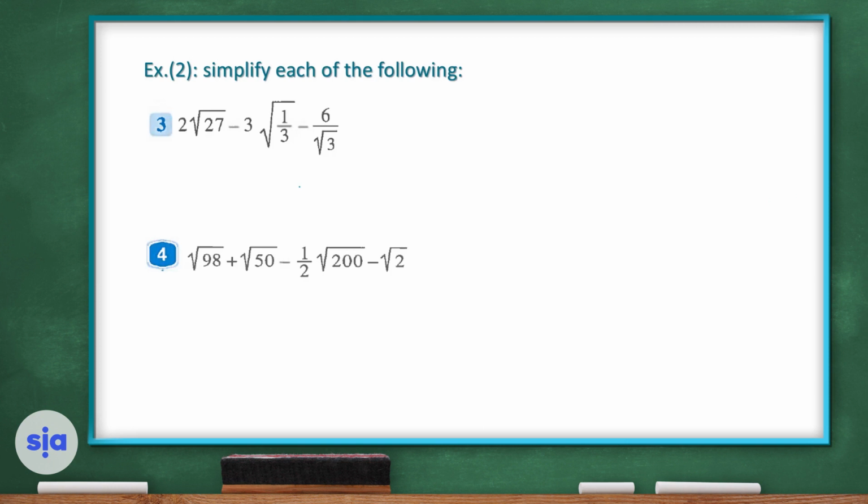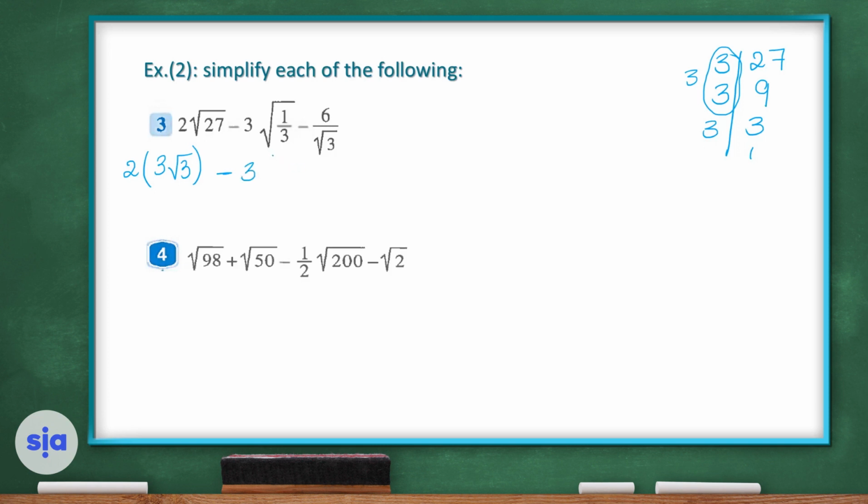Question 3. 2 square root of 27 minus 3 square root of 1 over 3 minus 6 over root 3. We're going to simplify each term individually. So square root of 27 divided by 3, it's 9. Divided by 3, it's 3. Divided by 3, it's 1. Then here, so here's the 2, don't forget it. And then it's 3 root 3 minus 3.